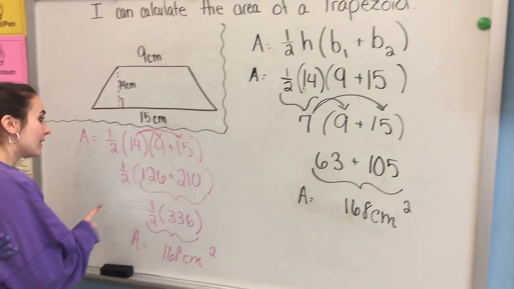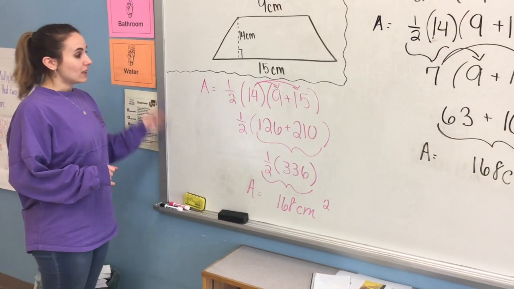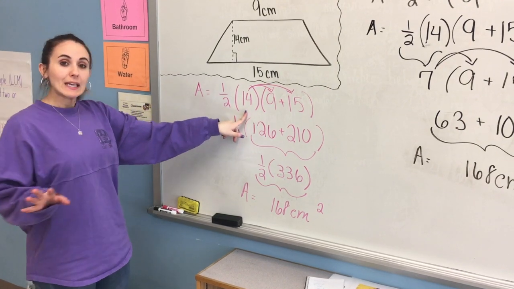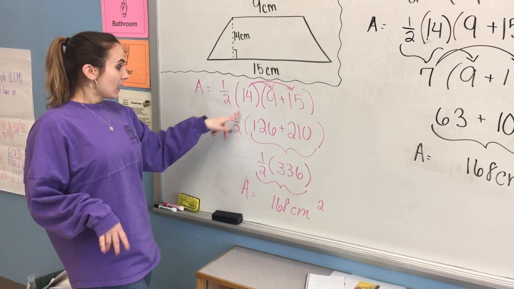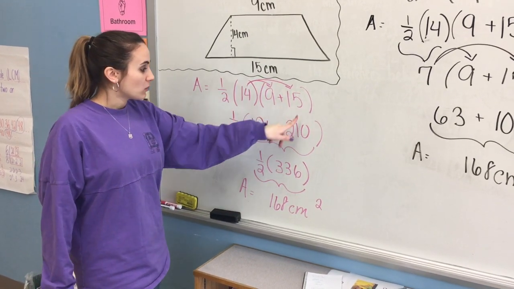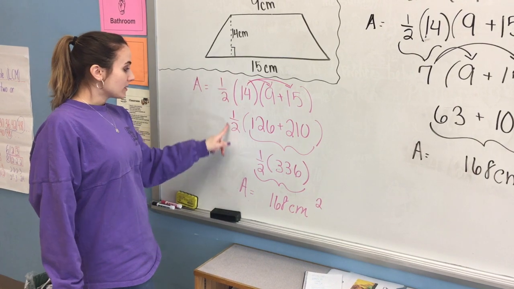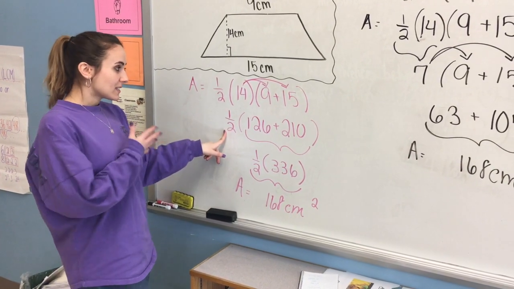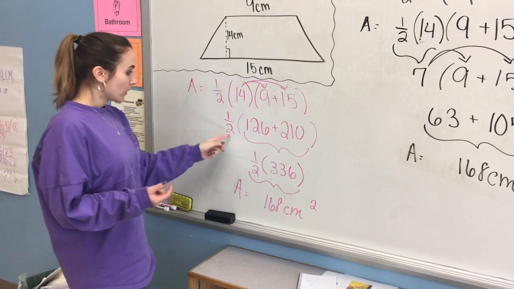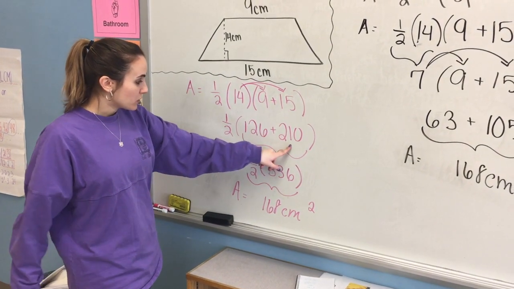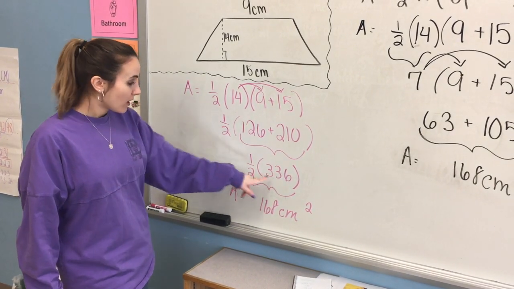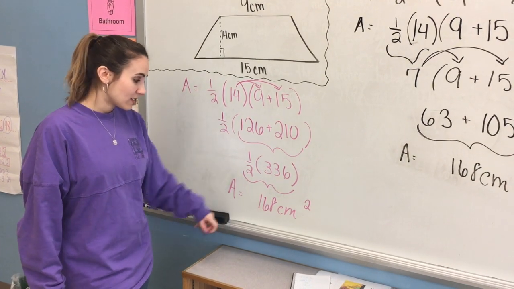A third way that you could have done this is over here in the pink. Once again, starting off with plugging into my formula. Notice how immediately I start the distributive property. I did 14 times 9, which is 126. 14 times 15, which is 210. Then I brought down my half. In this case, it doesn't matter if you go left to right because you have all multiplying here as long as you have your sum together. Then I did 126 plus 210, which is 336. I brought down my half again. So half of 336 is 168 centimeters squared.